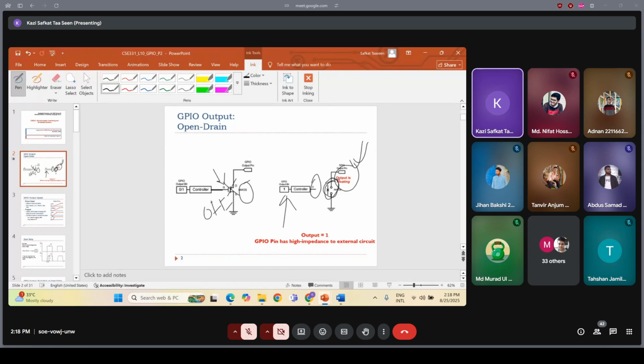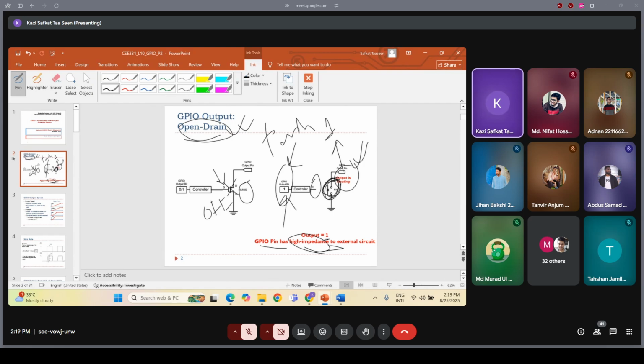Whenever this output bit is 1, the GPIO pin has a high impedance to the external circuit because of this open NMOS. So you want the output at the output pin to be 1, but it has a high impedance value. This is not something you want. That's why we never use open drain as the output type. We always go for push pull. Generally we always go for push pull.